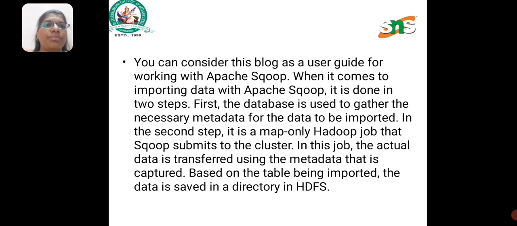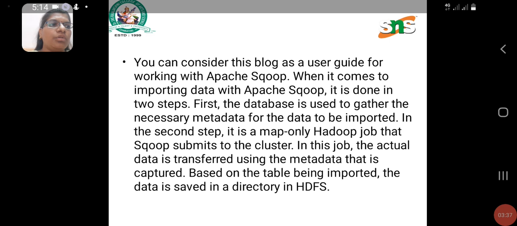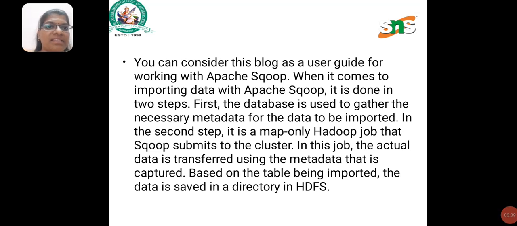When it comes to importing data with Apache Sqoop, it is done in two steps. First, the database is used to gather the necessary metadata for the data to be imported. In the second step, it is a map only Hadoop job that Sqoop submits to the cluster. In this job, the actual data is transferred using the metadata that is captured based on the table being imported. The data is saved in a directory in HDFS.